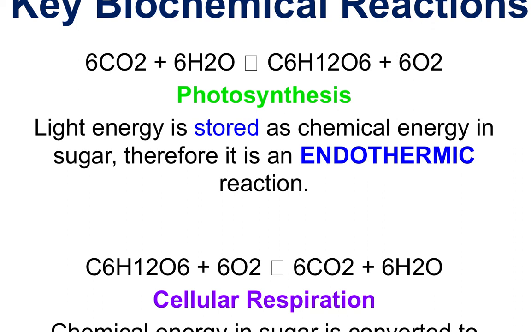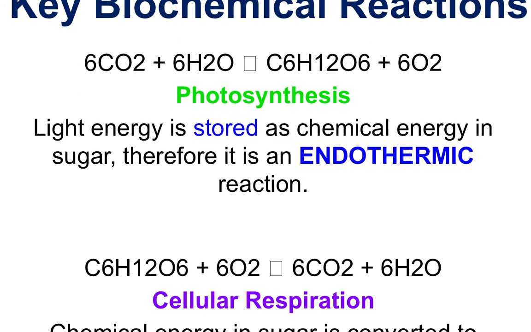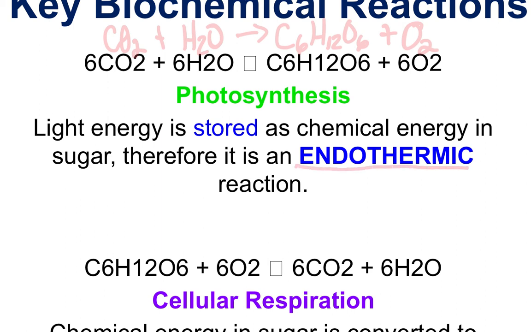There are a couple key biochemical reactions that every biology student should know. The first one is photosynthesis. Photosynthesis is carbon dioxide plus water, H2O, react to form glucose, C6H12O6, and oxygen gas, O2. That is the chemical formula reaction for photosynthesis. Light energy is stored as chemical energy in sugar, and therefore that reaction is endothermic.